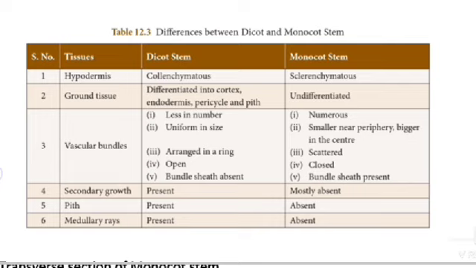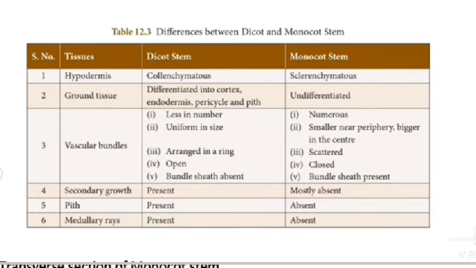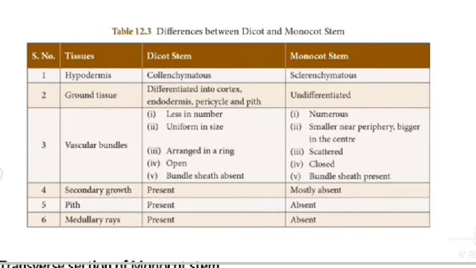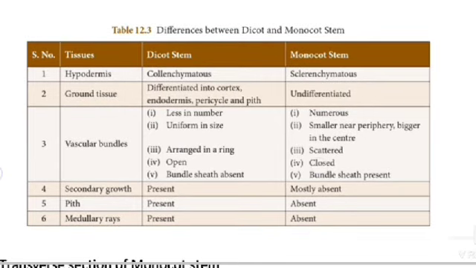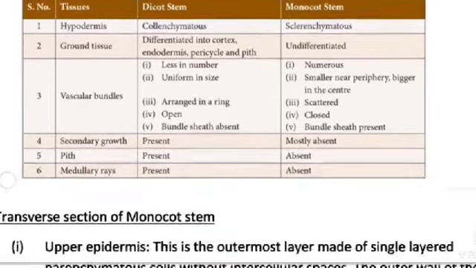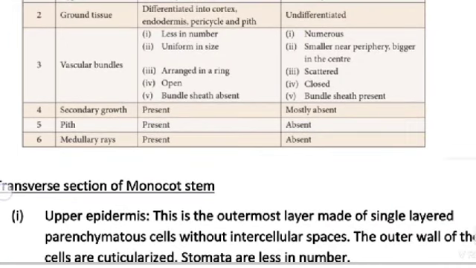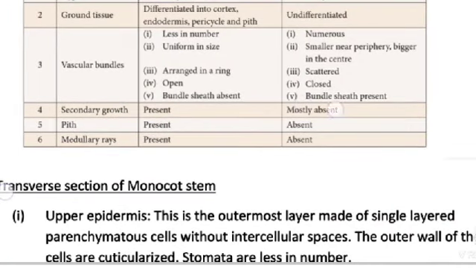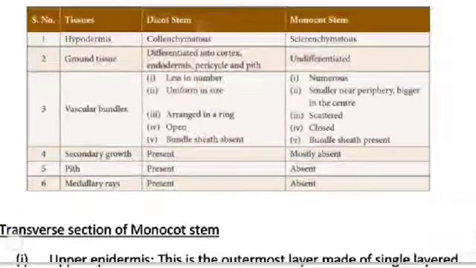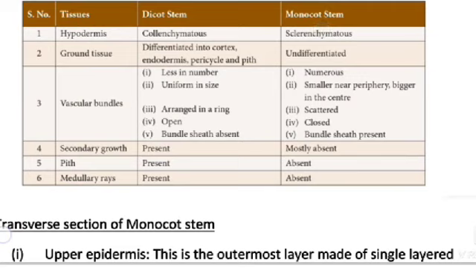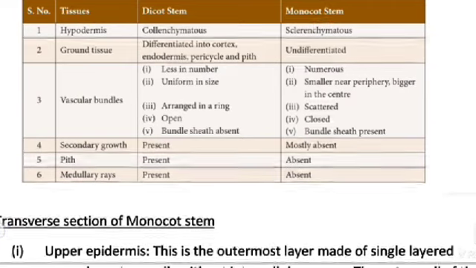Monocot stem: vascular bundles are numerous, smaller near the periphery, bigger in the center, scattered, closed, and bundle sheath is present. Secondary growth is present in dicot stem, mostly absent in monocot stem. Pith is present in dicot, absent in monocot. Medullary rays are present in the dicot stem, absent in monocot stem.